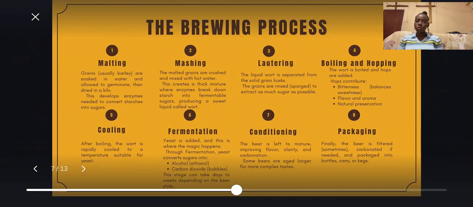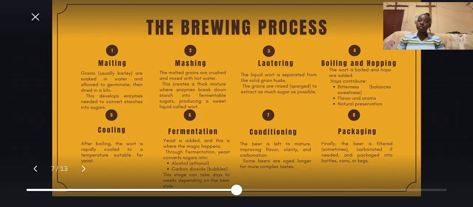We then move on to the mashing process, where the malted grains are crushed and mixed with hot water. This creates a thick paste where enzymes break down the starches into sugars, producing a sweet liquid called wort. We go into the lautering stage. The liquid wort is separated from the solid grain husks. The grains are rinsed, or sparged, to extract as much sugar as possible. When you're drinking a beer, you always get a sweet undertone as well as a very bitter and tart flavor, and this is where it comes in.